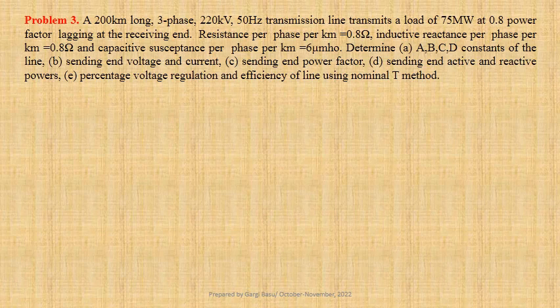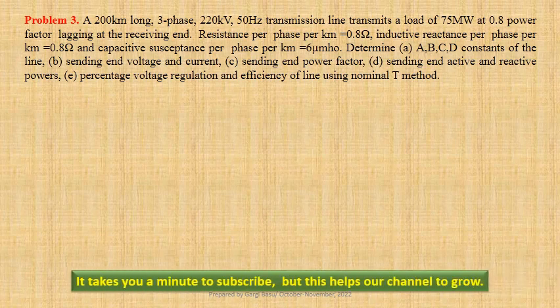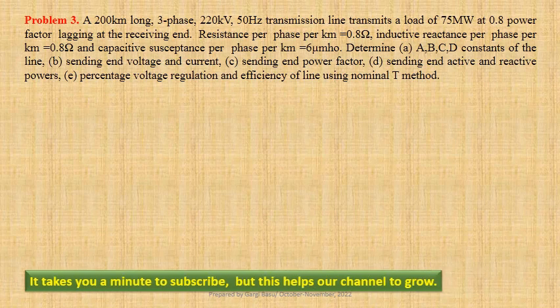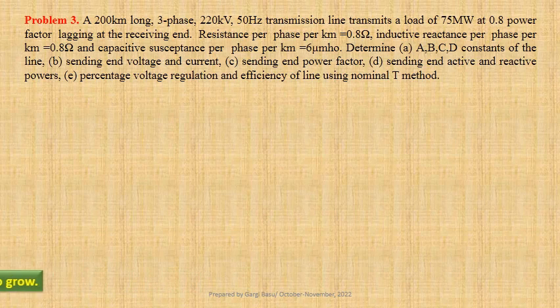Using nominal T method, we have to compute ABCD constants of the line, sending end voltage and current, sending end power factor, sending end active and reactive powers. We also have to compute percentage voltage regulation and efficiency of the line. Let us first write down the given data.